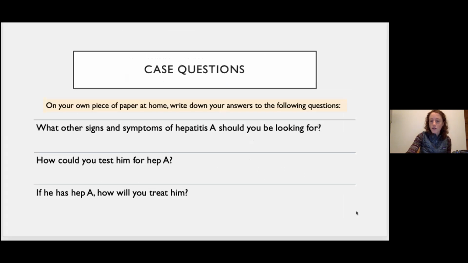So at home, I want you to answer the following questions. What other signs and symptoms of hepatitis A should you be looking for? How could you test him for hepatitis A? And if he has Hep A, how will you treat him? So you'll have like 30 seconds.